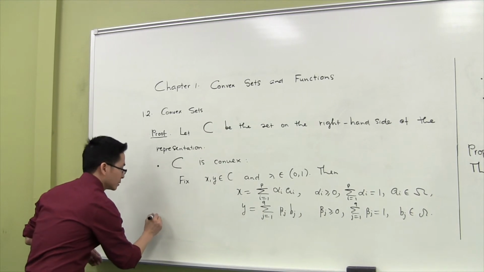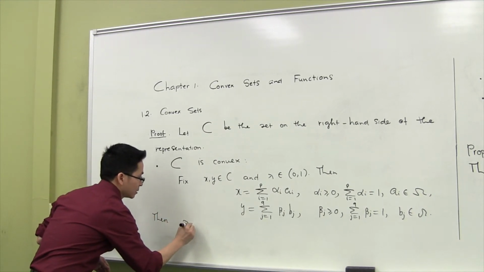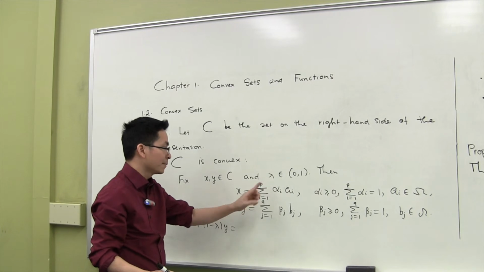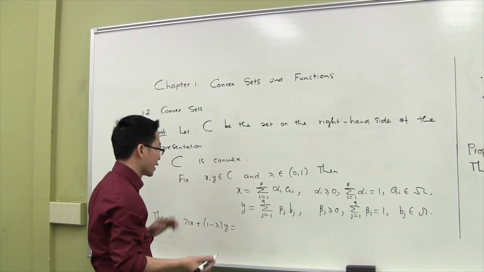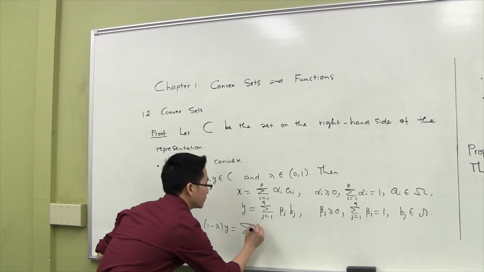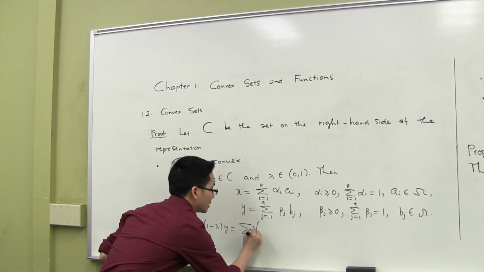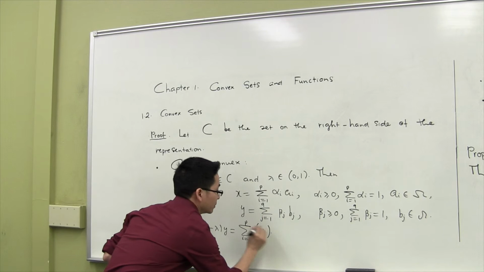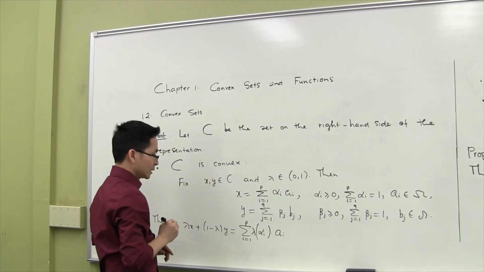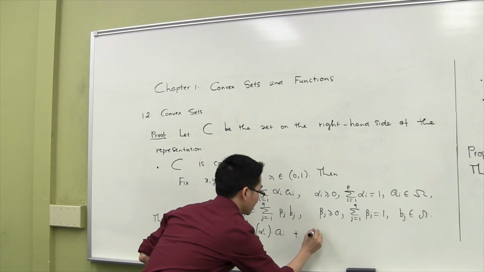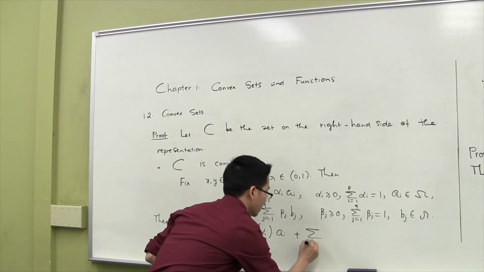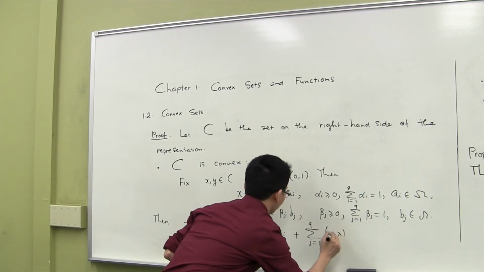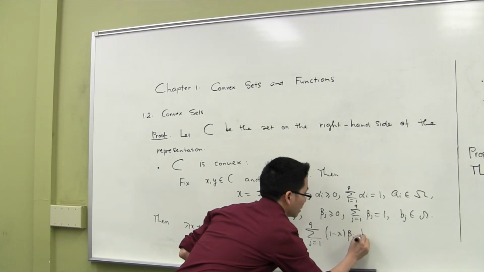Then lambda x plus (1 minus lambda) y. So we multiply this by lambda, and we multiply this by 1 minus lambda. So we have this sum: the sum of lambda times alpha_i, where i runs from 1 to p, multiplied by a_i, and then we add the sum where j runs from 1 to q of (1 minus lambda) times beta_j times b_j.